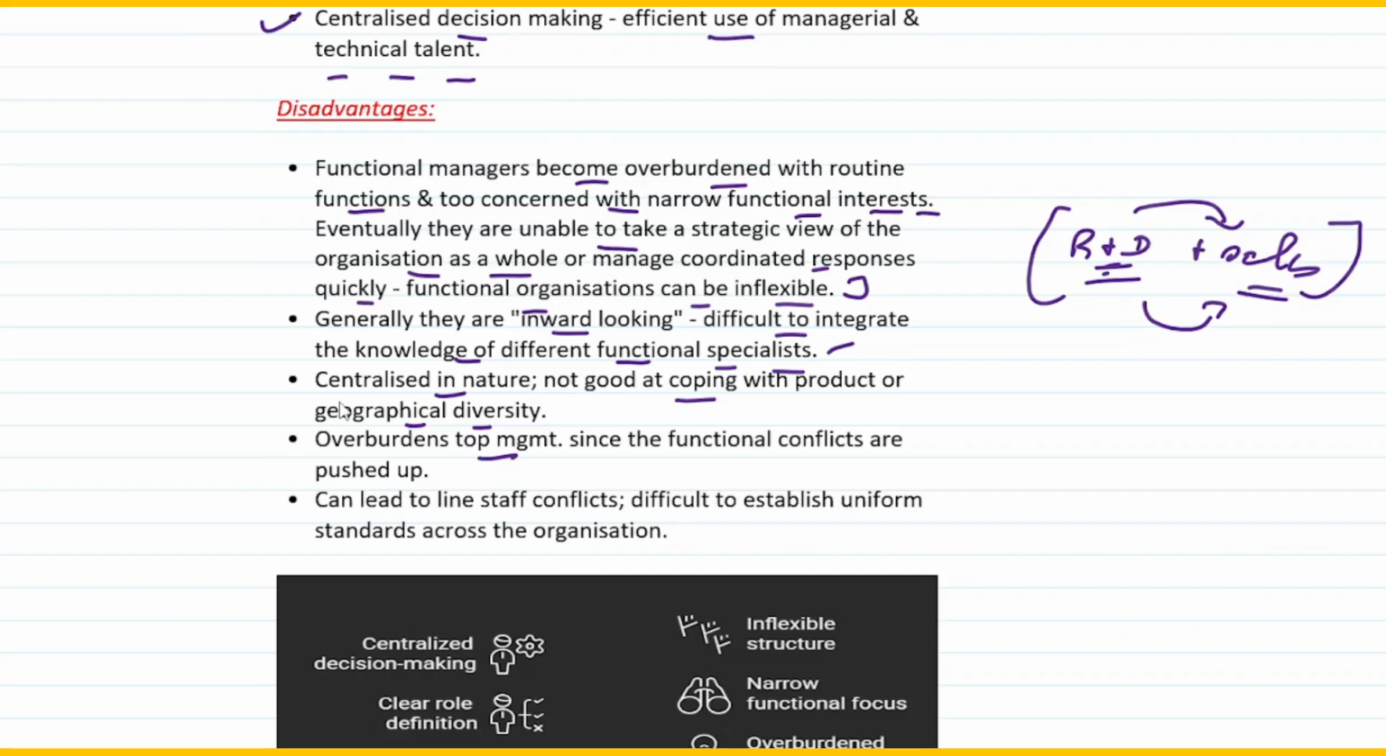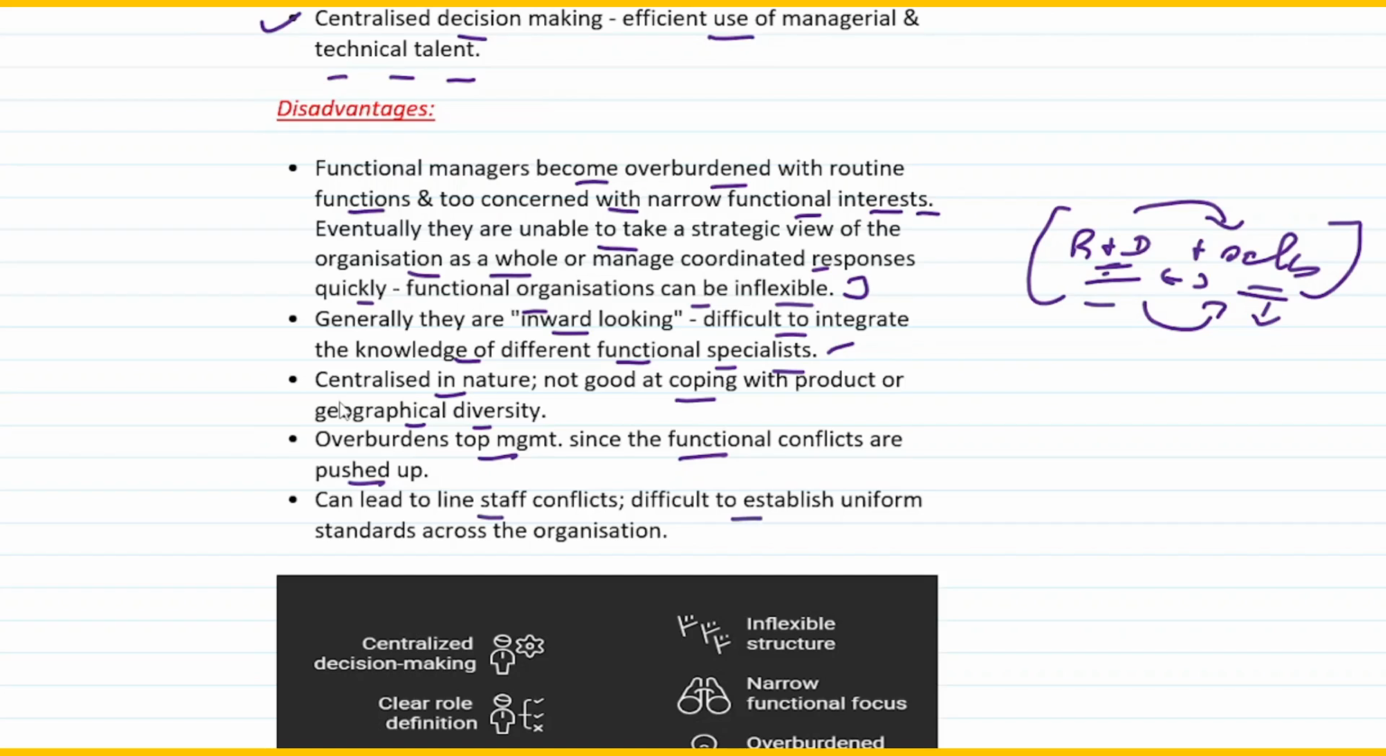Overburdened top management, yes. Since the functional conflicts are pushed up, it leads to top management overburden, because everything is concentrated and the decision making is done by them. That can lead to functional conflict. R&D may say that I am doing well, whereas sales can have their own point of view, and this is something the top management needs to handle. So that can overburden the top management from the perspective of the conflicts and the decision making also. It can lead to line staff conflicts. That means the lower level can have a conflict.